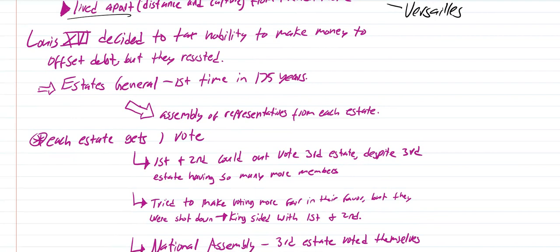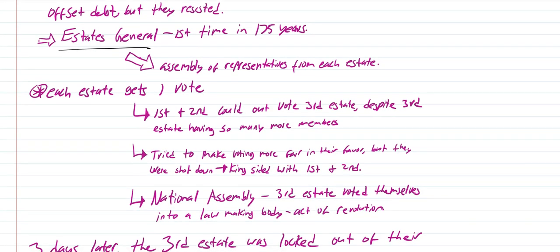So they ended up calling the Estates General, which is going to be like their legislative assembly. And this is the first time this has happened in 175 years. Remember, absolute monarchs wanted to handle all their problems on their own. So there was never a need for the Estates General to be called until now. We see that Louis XVI is in need of finances. In order to fix their problem, he's going to have to enlist their help.